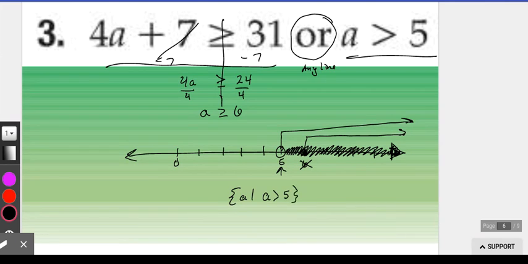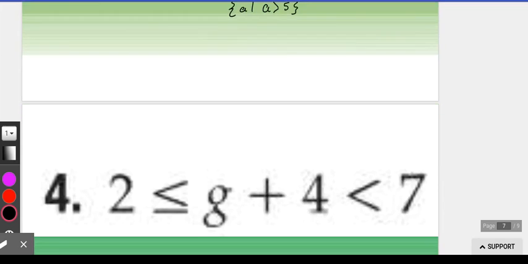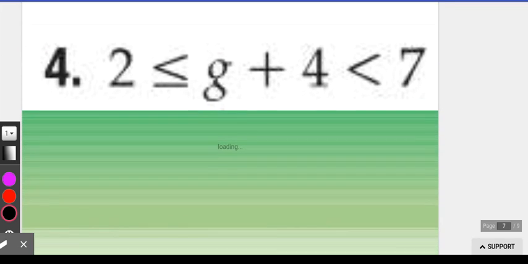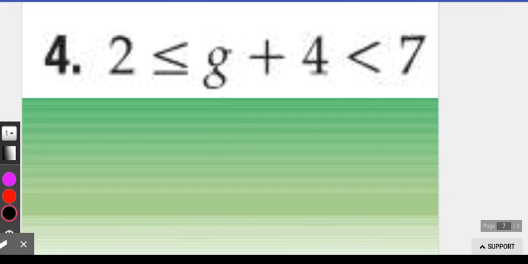Now, reminder, we haven't talked about this yet. 5 is not one of the solutions because that is an open dot. Any of these other numbers to the right, like 6, 7, 8, 9, 10, etc., those are solutions. If it's in the shaded area, it's a solution. Okay, our last one here. To the sub: please pause the video and give the students 2 minutes to complete this problem.